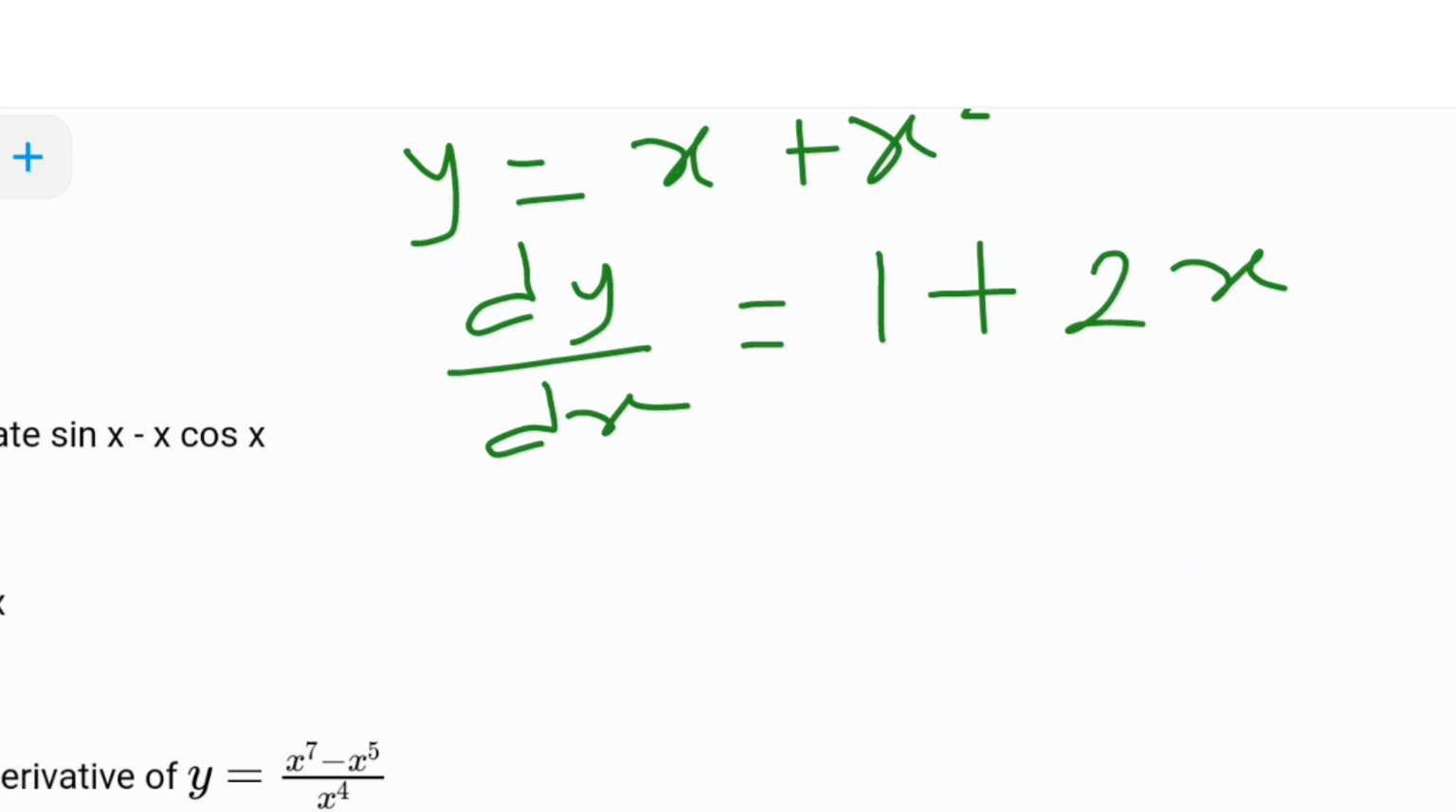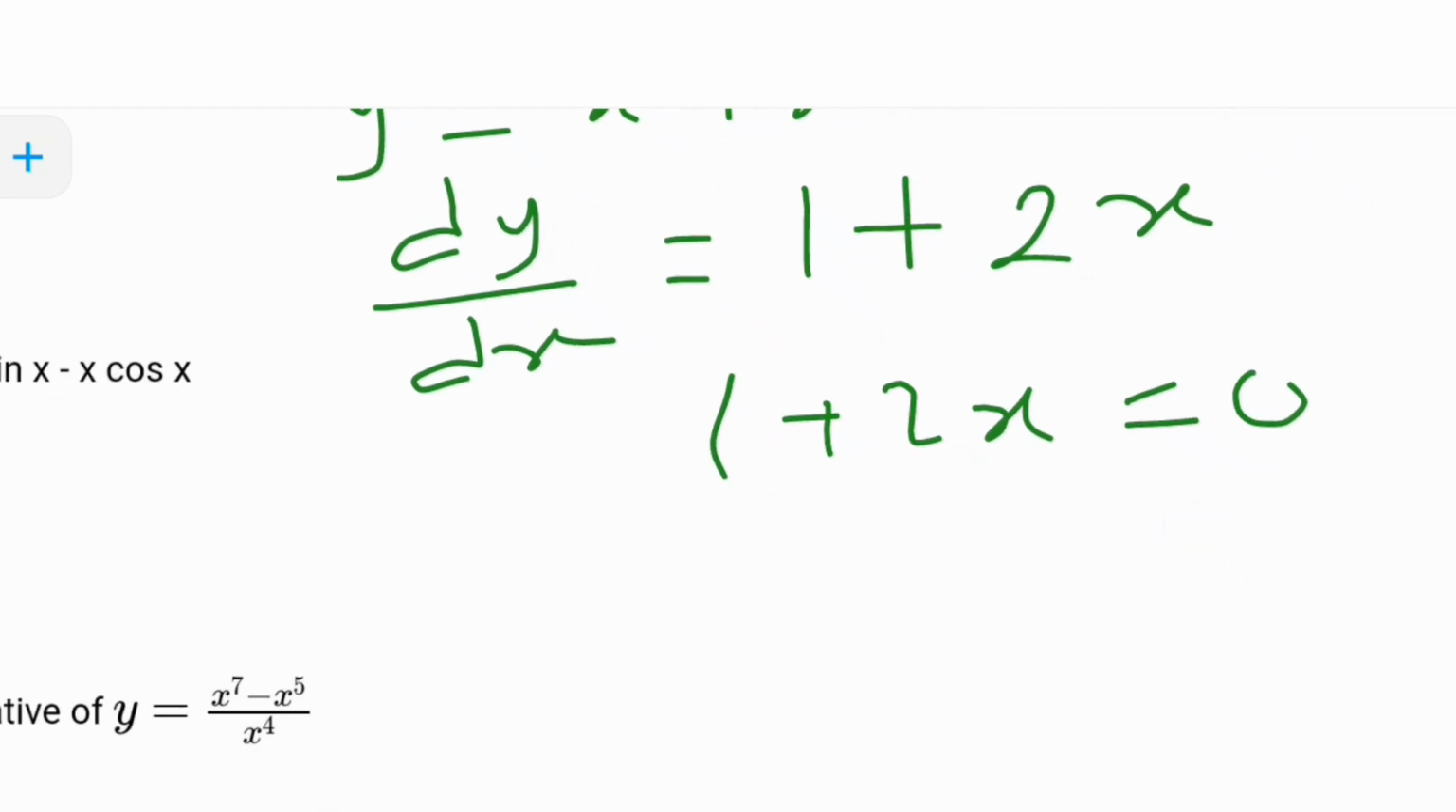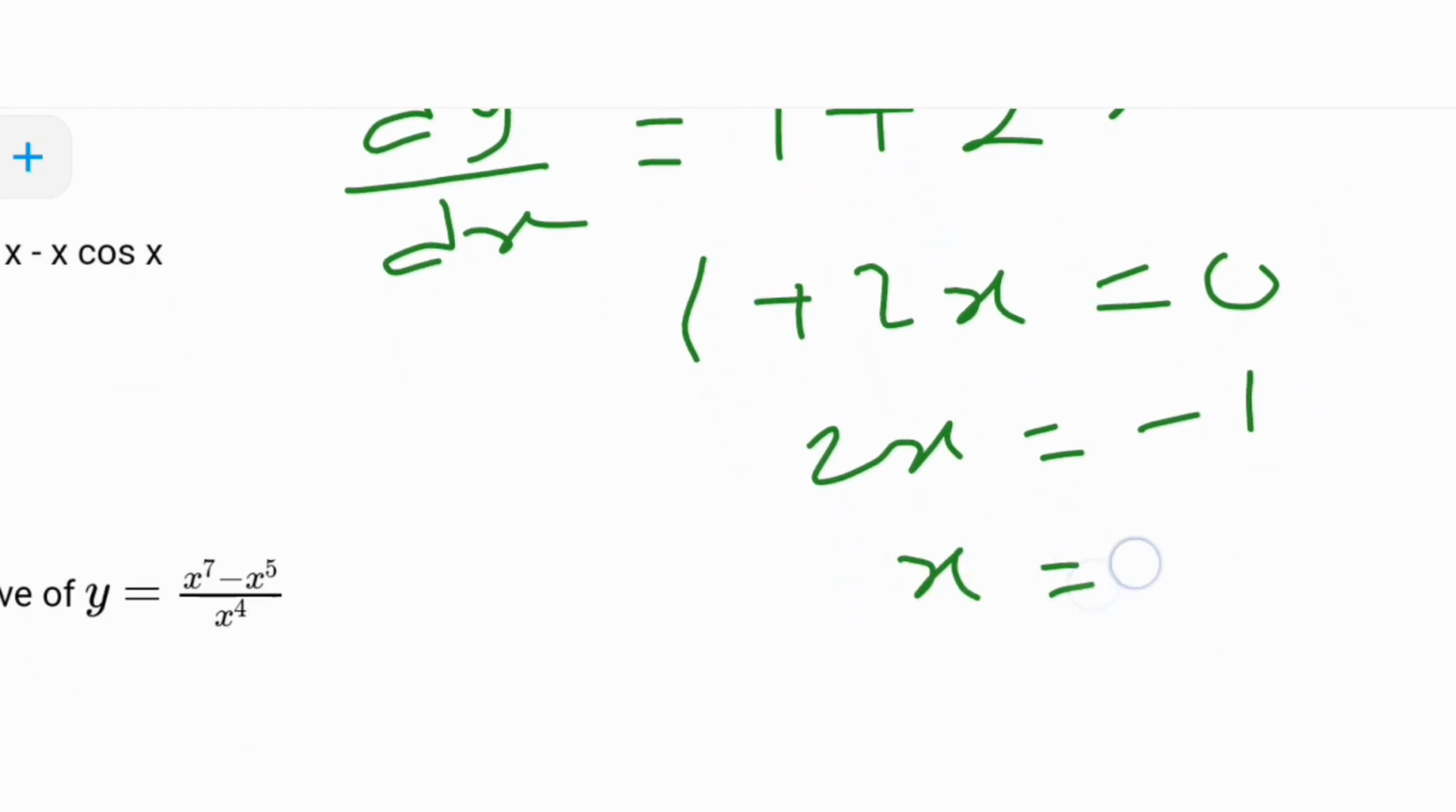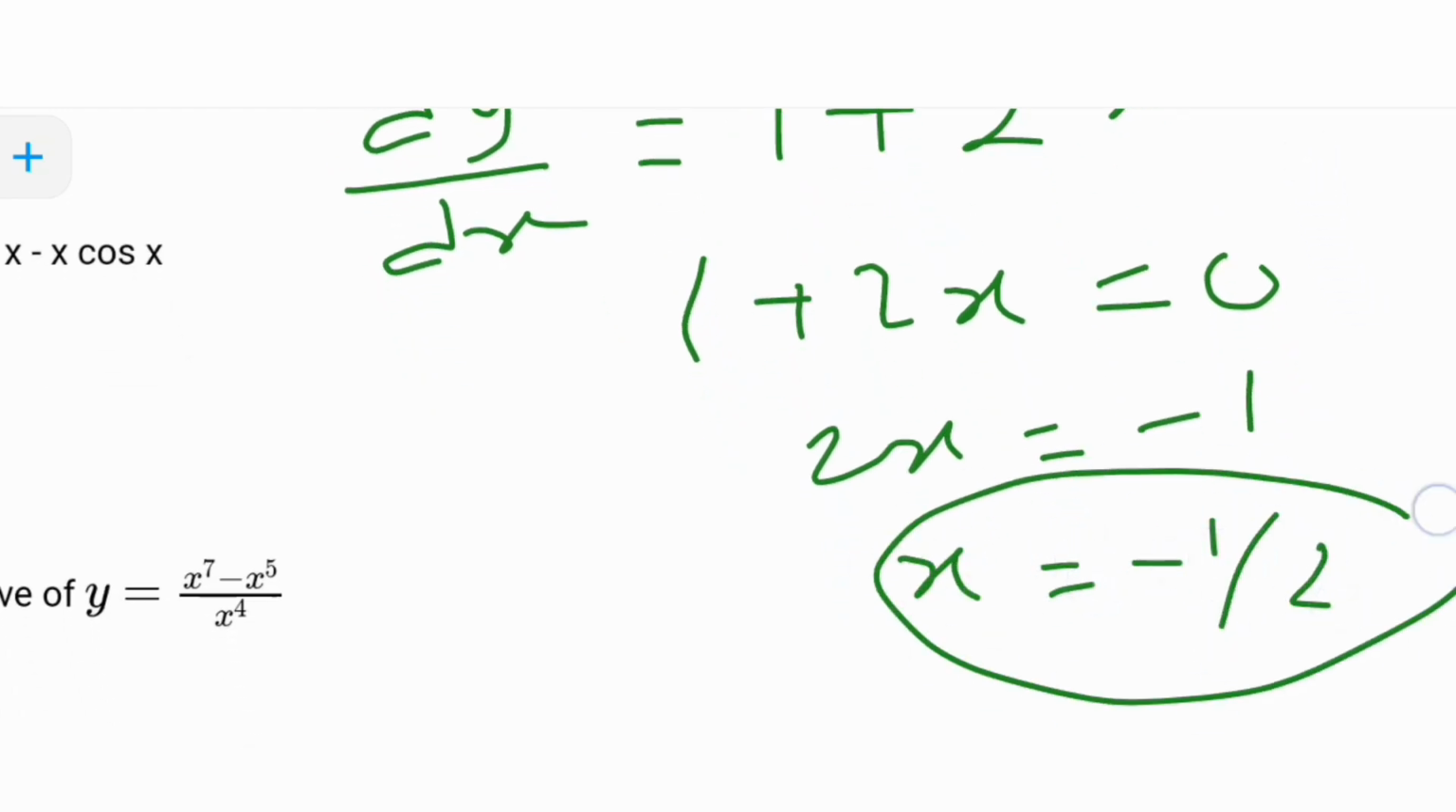So this is the dy dx, the gradient. So just equate this one to 0. Don't waste your time. Just let it be equal to 0. So now solve for x here. If you solve for x, you're going to get 2x equals minus 1. Divide both sides by 2. x equals minus 1 over 2. So this is the value of x at the gradient, at the minimum point.